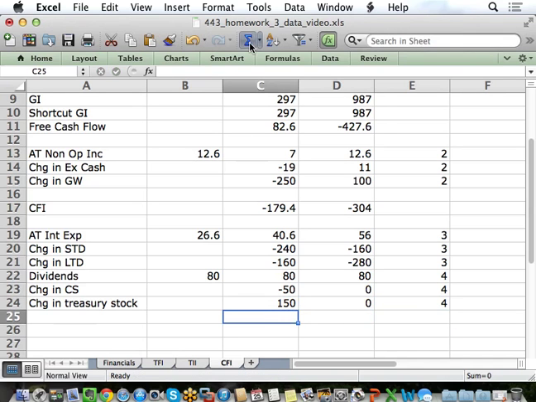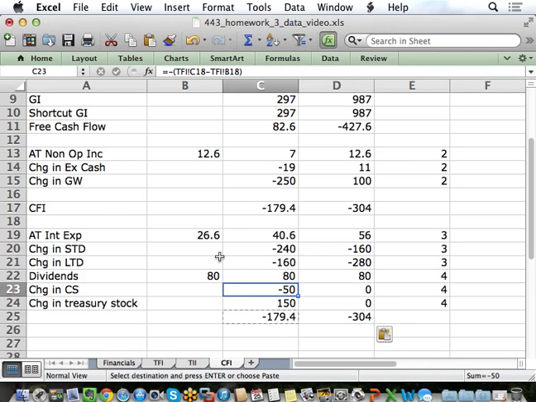Once I've done all my 3s and 4s, I can sum it up and hopefully get a balancing CFI. If I didn't, I made a mistake. Yes, question? Can you explain again why an increase in excess cash reduces CFI?